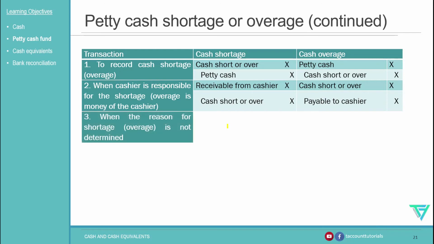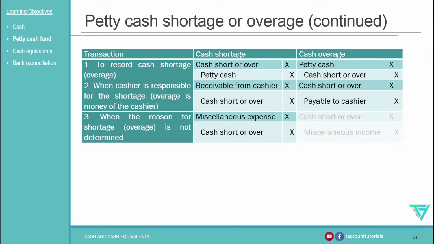So what if the reason is not determined? The result of the investigation discloses nothing. So the cash short or over will be closed to miscellaneous expense if it is a cash shortage, and it will be closed to miscellaneous income if it is a cash overage.